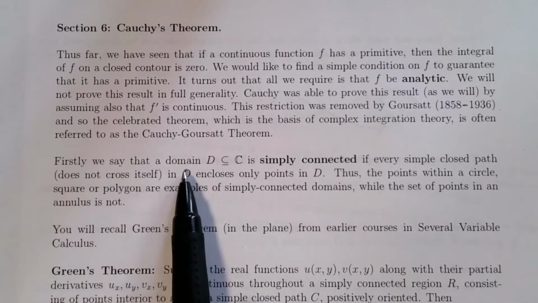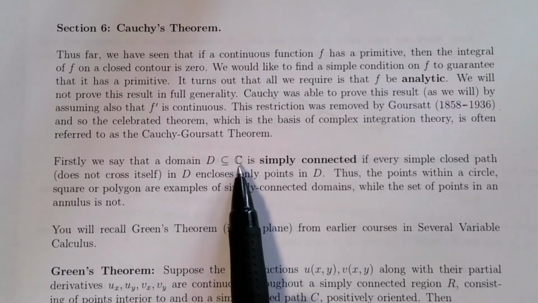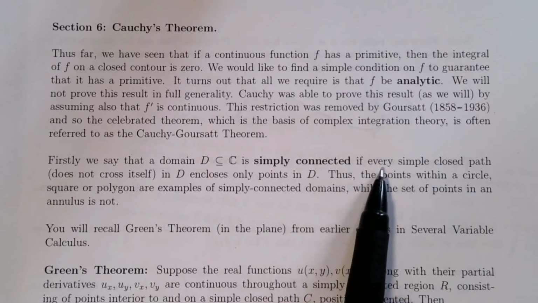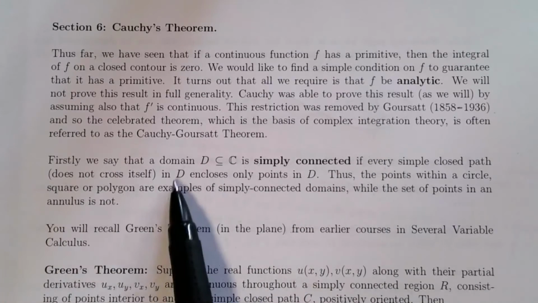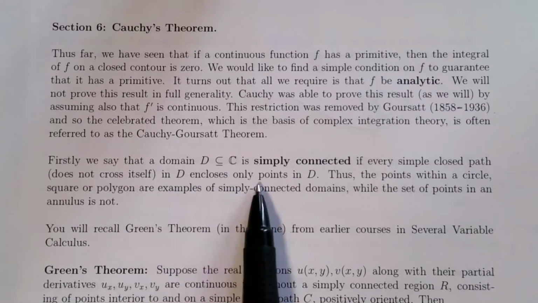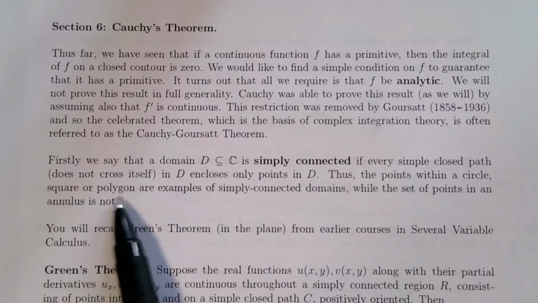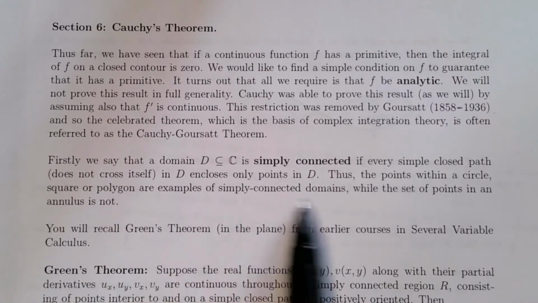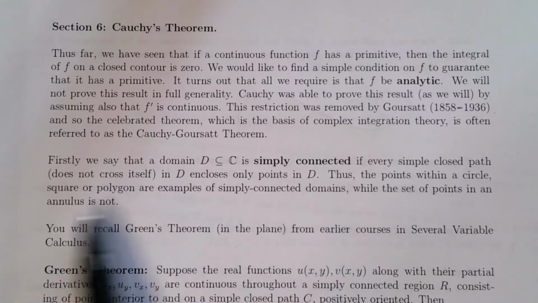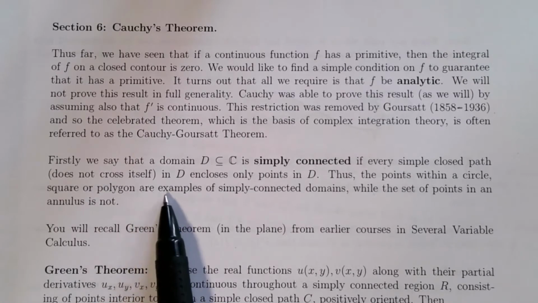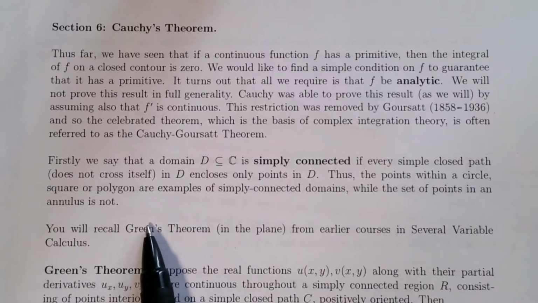Firstly, we say that a domain D, that's a subset of the complex numbers, is simply connected if every simple closed path, that is one that doesn't cross itself, in D encloses only points of D. So points within a circle or a square or a polygon are examples of simply connected domains, while the set of points in an annulus is not. Because if you take the closed contour enclosing the inner circle of the annulus, then it no longer encloses points entirely in D.